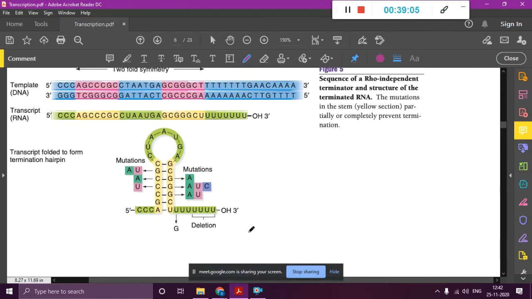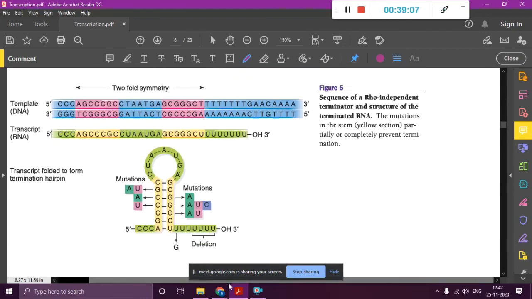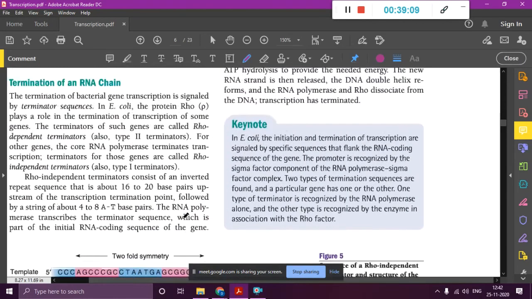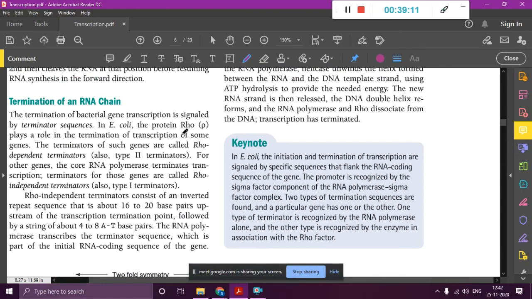Now, how does transcription termination take place? There are two ways by which it takes place. First, termination of an RNA chain is signaled by a terminator sequence in the DNA. In E. coli there is a protein known as rho protein, the symbol of rho, which plays a role in the termination of transcription of some genes.